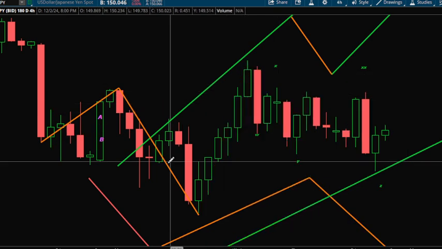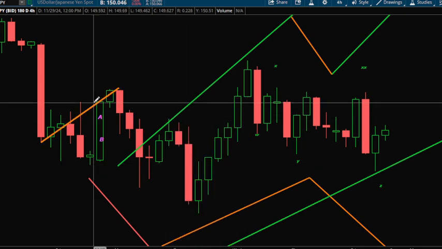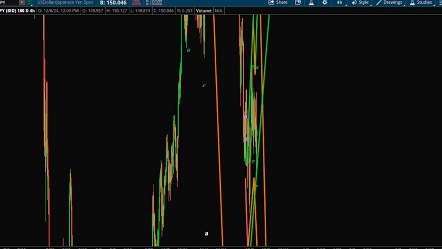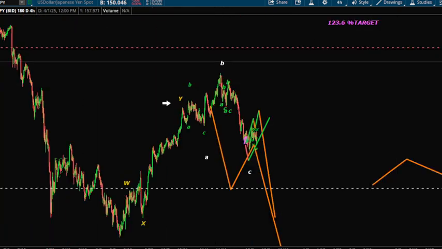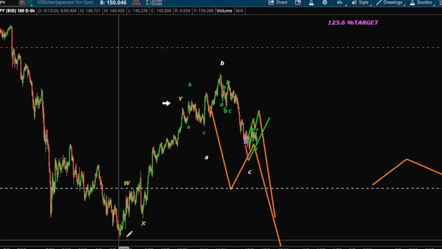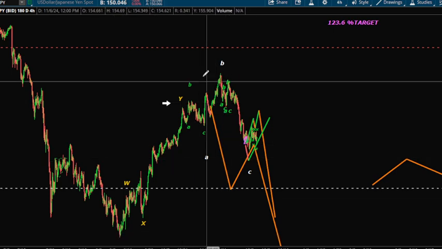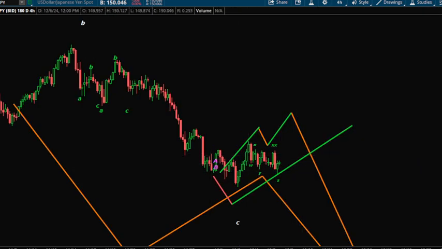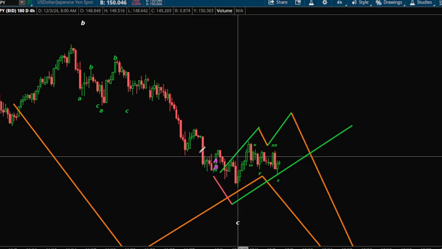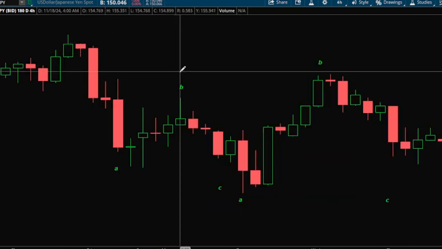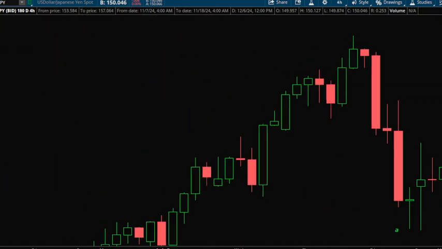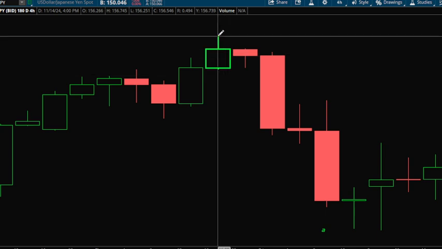Now, I want to start on the turn down and go over some moves to show how we have gotten to the point that we're at. So again, I'm not going to focus on this move up. Let's just focus on the turn down. And let's zoom in here. Now, actually, let's zoom in a little bit more. So this is the top here on November 14th, 2024.